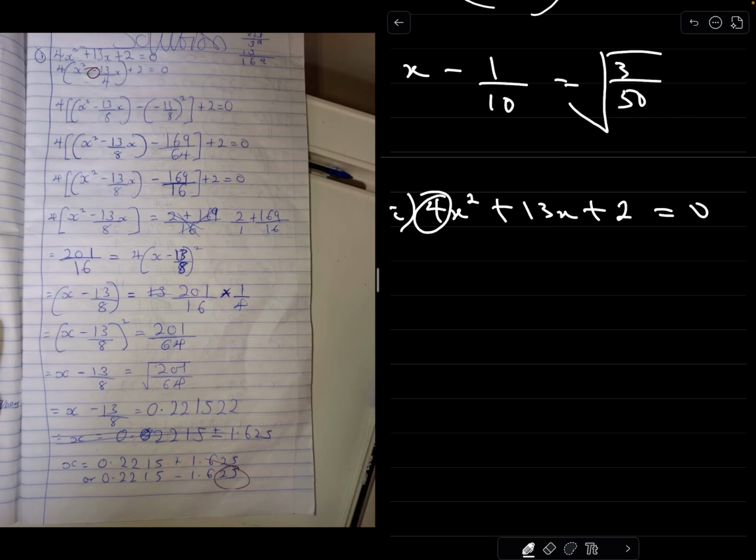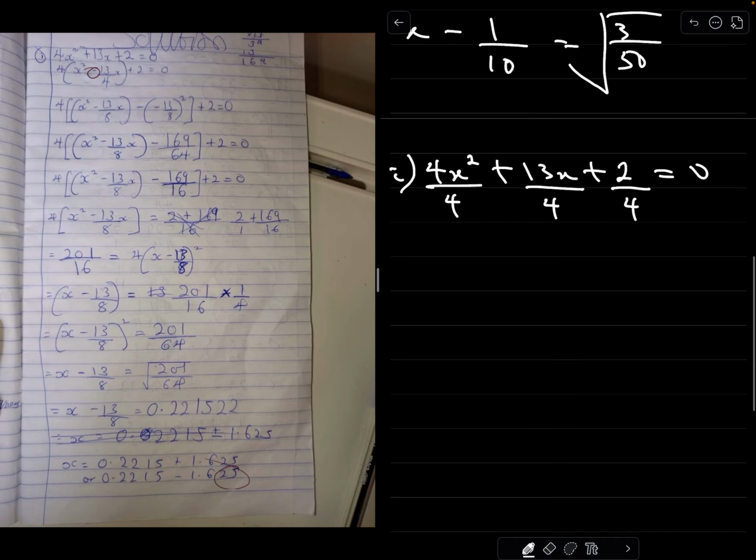Here, it is not 1, it is 4. So we are dividing through by 4. 4x squared divided by 4 plus 13x divided by 4 plus 2 divided by 4 equals 0 over 4. 0 over 4 is still 0, so it doesn't matter whether we write that or not.